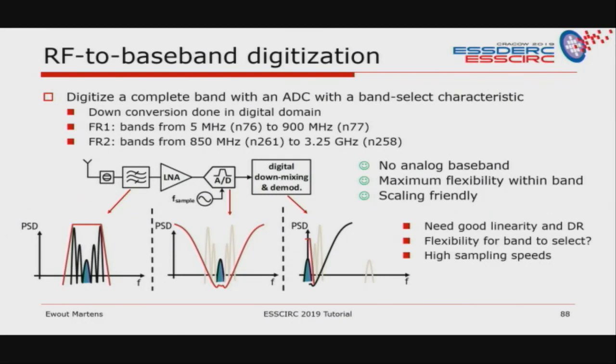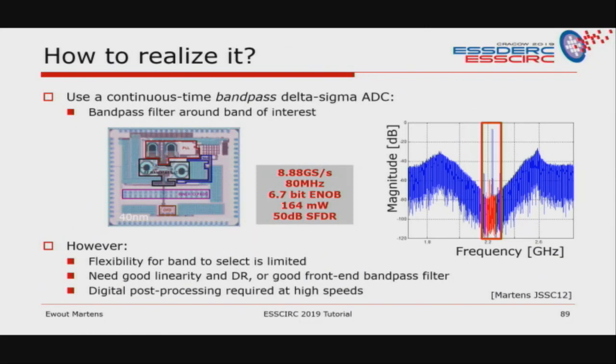Another approach is RF to baseband digitization. In that case, you have a signal that comes in, you put a bandpass filter around it, and then you have an ADC which directly converts that band down to baseband. That makes it scaling friendly, because you get maximum flexibility. One way to do that is with continuous time bandpass delta sigma ADCs. We made a couple of years ago such a thing running at almost 9 giga-samples to convert the band around 2.2 gigahertz with a bandpass delta sigma.